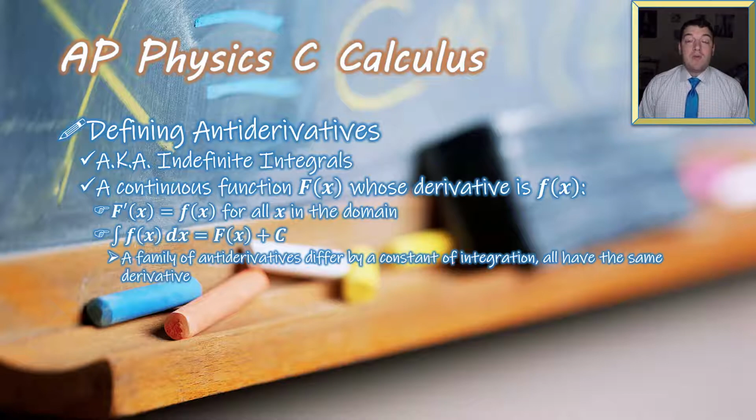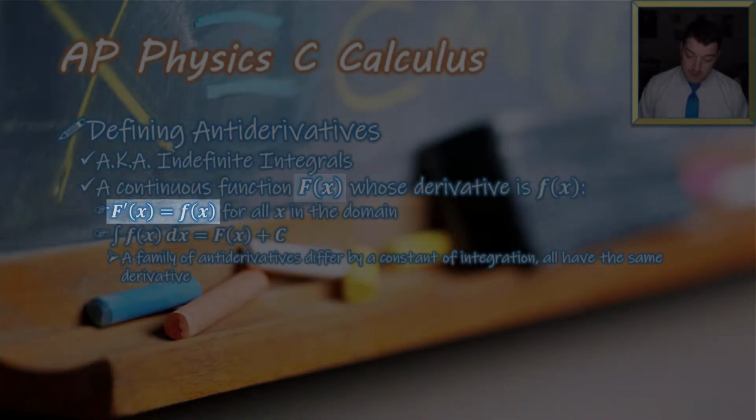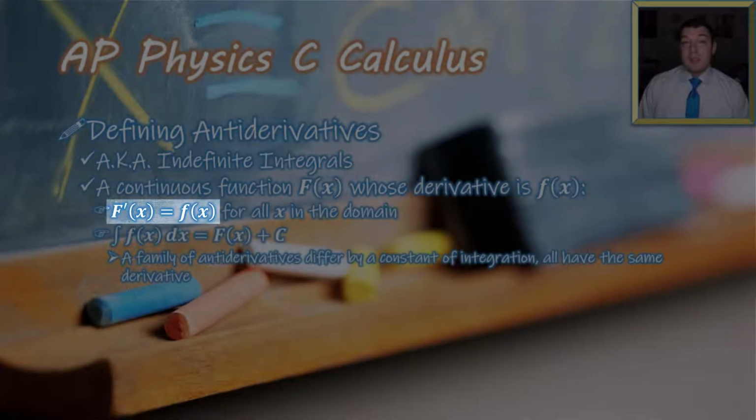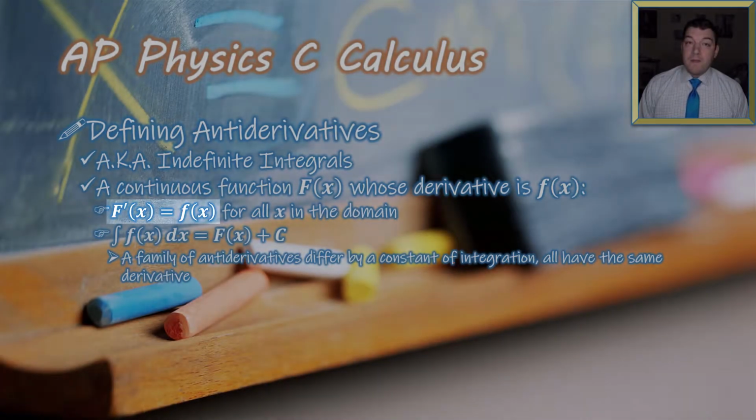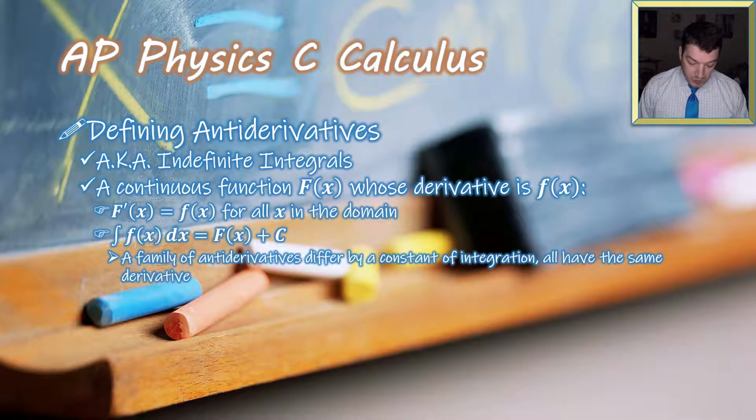An antiderivative really is what it sounds like. It's the opposite of a derivative. We're going to see what that means, and we're going to start by defining the antiderivative. We have a continuous function, capital F of x, whose derivative is lowercase f of x. Then the antiderivative of that lowercase f of x is capital F of x. So what we're really saying is that if we were to take the antiderivative of the derivative of that function, we would get back the original function.